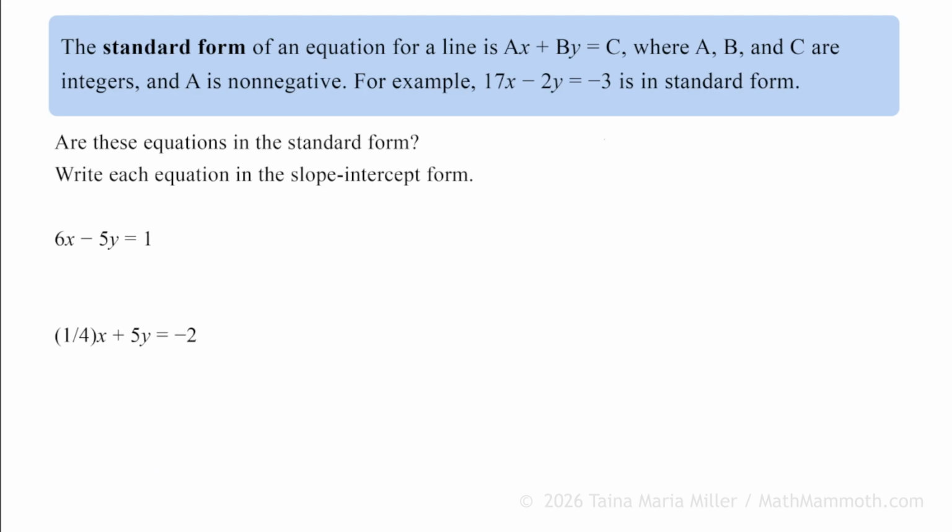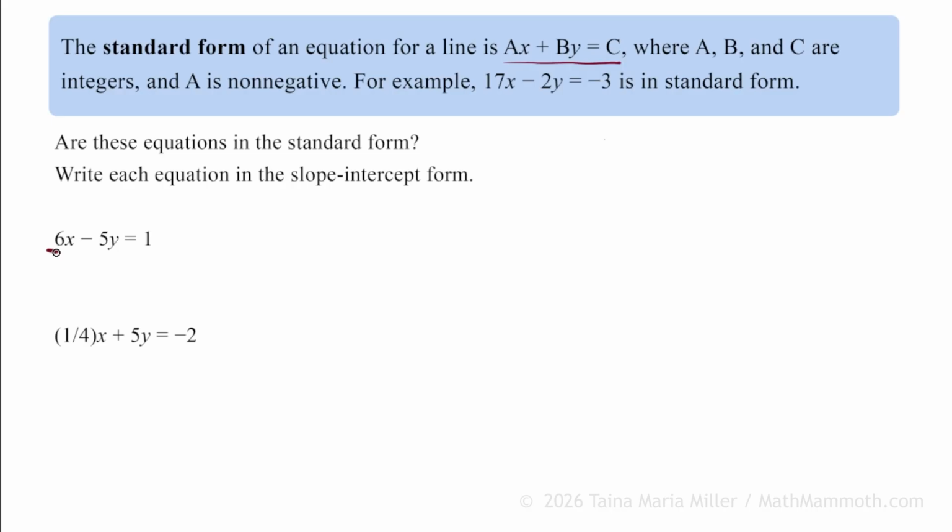Alright, are these equations in the standard form? And write each equation in the slope-intercept form. 6x minus 5y equals 1. Is it in this form here, where we have some number times x plus some number times y equals some number? These numbers need to be integers, and a needs to be non-negative.